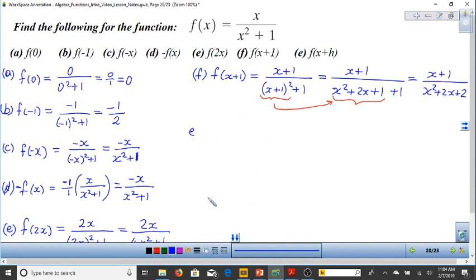Oh, I just realized that I made an error in my notation here. That's supposed to be a G. G comes after E. That's not a problem. It's just when we're doing the parts.